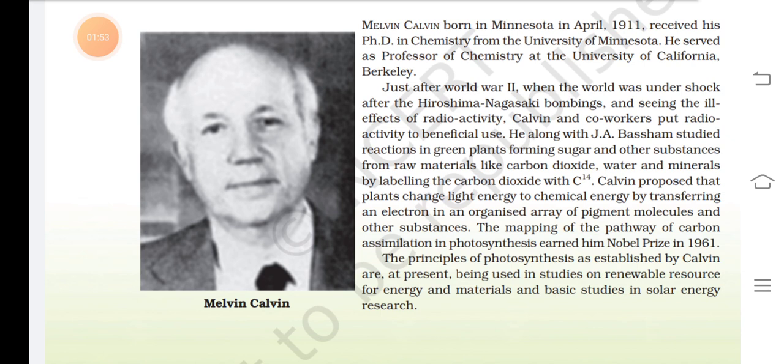He, along with J. A. Bassham, studied reactions in green plants, forming sugar and other substances from raw materials like carbon dioxide, water, and minerals. By labeling the carbon dioxide with C14, Calvin proposed that plants change light energy to chemical energy by transferring an electron in an organized array of pigment molecules and other substances.